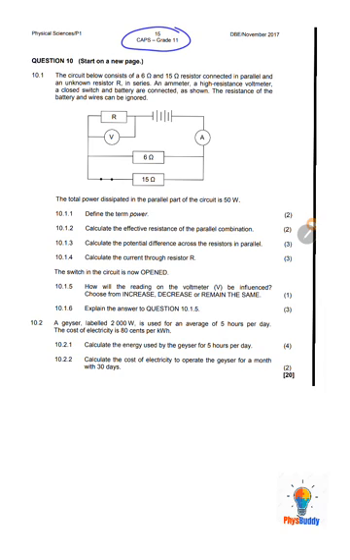The circuit below consists of a 6 ohm and 15 ohm resistor in parallel and an unknown resistor R in series. An ammeter, a high resistance voltmeter, a closed switch, and battery are connected as shown. Resistance of the batteries and the wires can be ignored. The total power dissipated in the parallel part of the circuit is 50 watts.